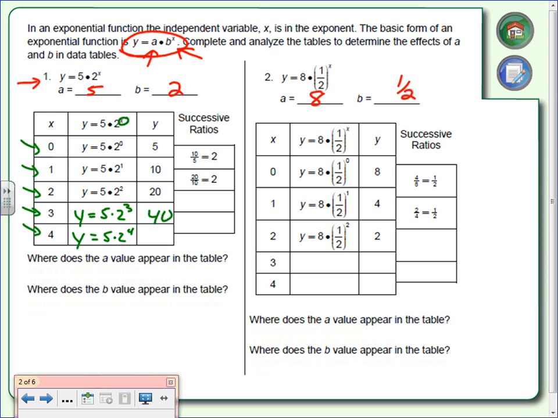This time it's 2 to the 4th power. And when you do that, you're going to get 80. So this is how you can type in your exponents using that caret symbol.